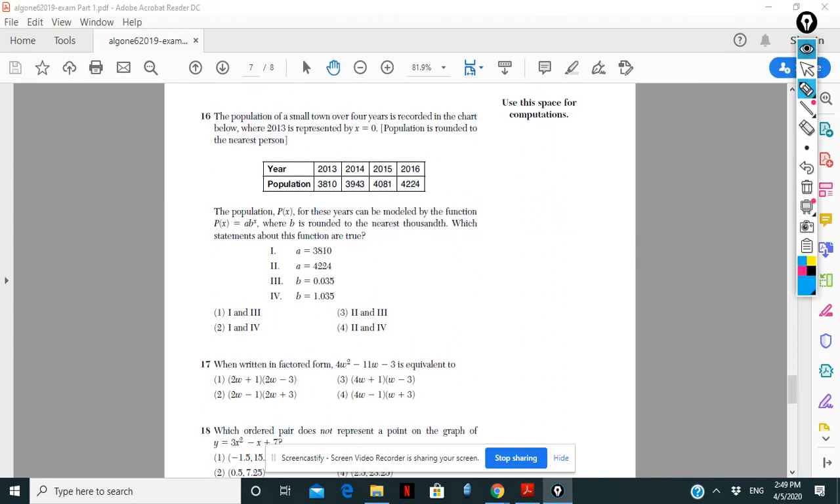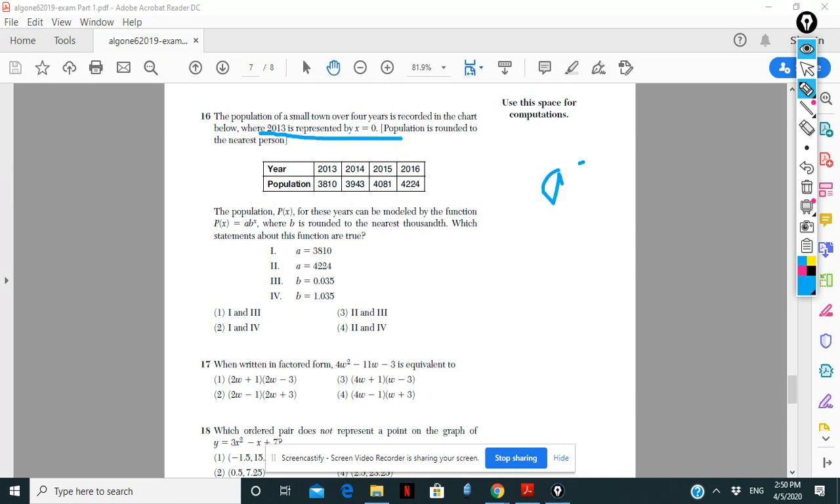Question number 16. The population of a small town over 4 years is recorded on the chart below, where 2013 is represented by x equal to 0. The population for this year can be modeled by the function f(x) equals a times b to the power x, where b is rounded to the nearest thousandth. Which statement is correct? So let's say it again. The initial amount is the 2013. So what does it mean?